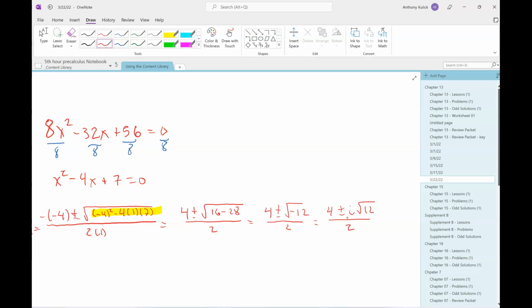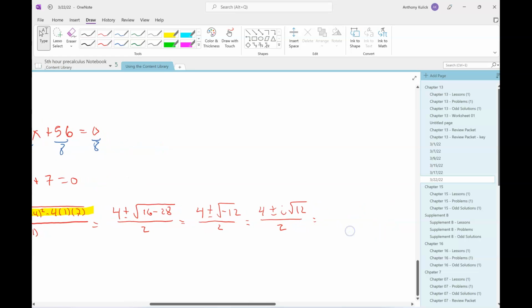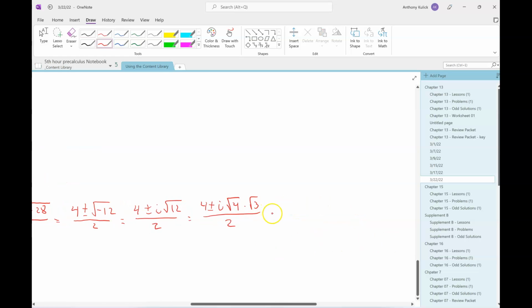4 is a factor of 12. So I'm really going to think about this as 4 plus or minus i square root 4 times square root 3, right? 12 is 4 times 3. And I wanted to do that because square root 4 is just 2. Everybody's okay with that?